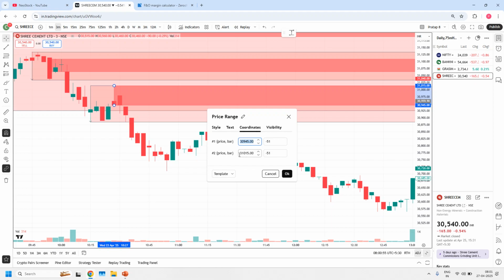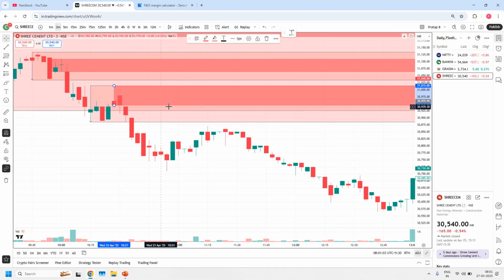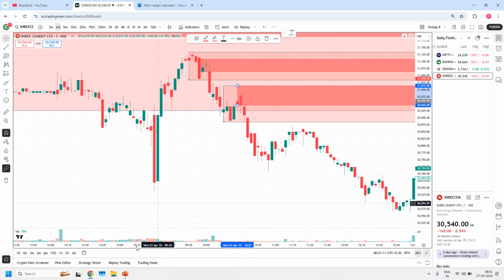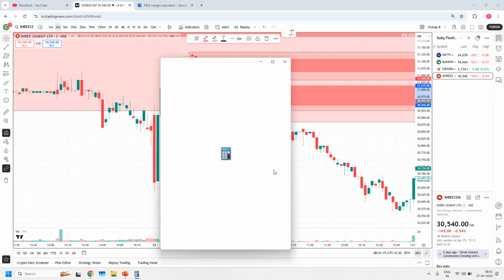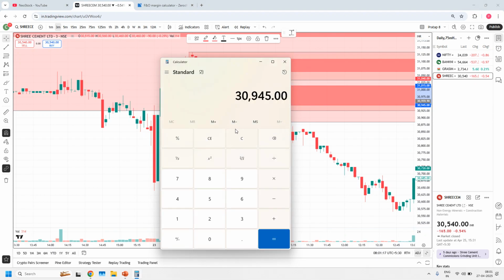This distal line is 31,000. Here, 30,945. So I am copying this value. This is the entry value, 30,945. If you want to buy, place an order here. Okay. Let me open the calculator. In the calculator I am pasting the value. This is one stock value.